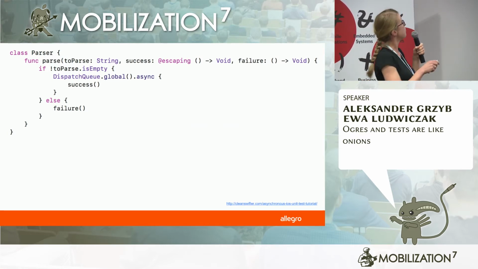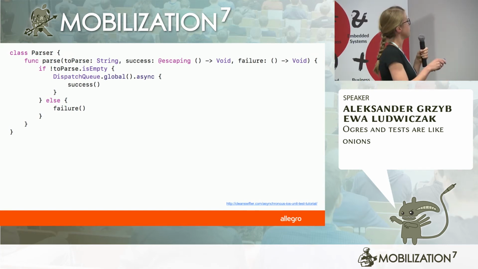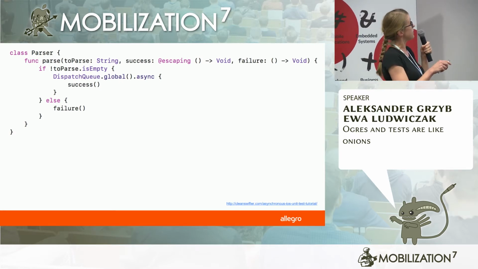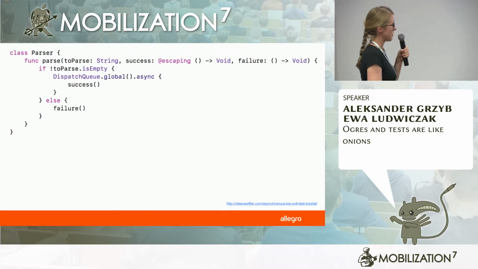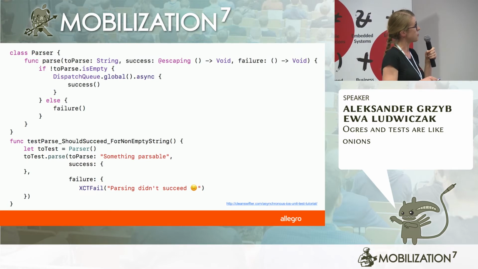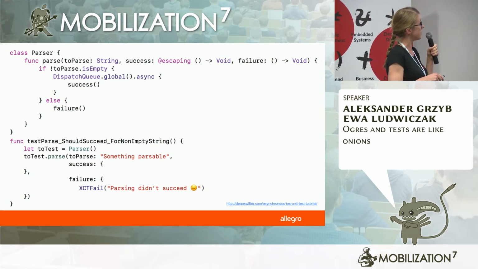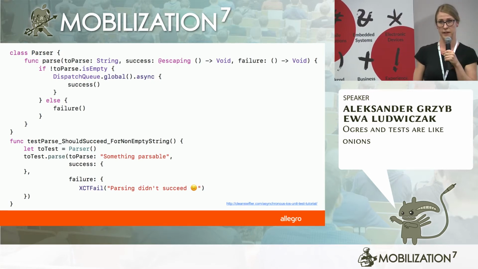What the function does is, for every non-empty string, it just calls the success closure. When the string is empty, the failure closure is called. But what is more interesting for us is the test that is actually checking if the parsing of a string will succeed. If the parsing succeeds, we do nothing, so the test will just pass. If the parsing fails, we use XCTFail, so the test will fail.